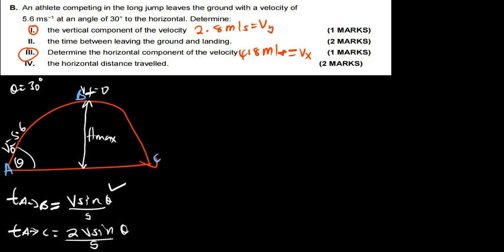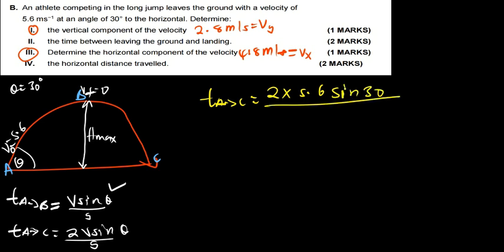I'll say T from A to C is 2 times my V, which is 5.6 sine 30, divided by 9.8. Okay, so my time now will be, I'll say 5.6 times 2, which is 11.2. So 11.2 sine 30. The answer I find is 5.6 again. So 5.6 divided by 9.8.